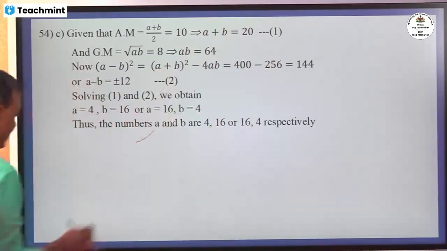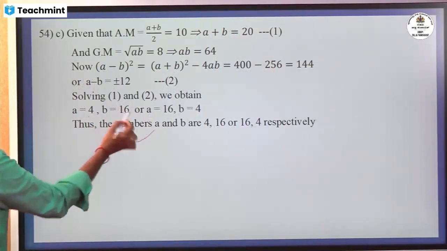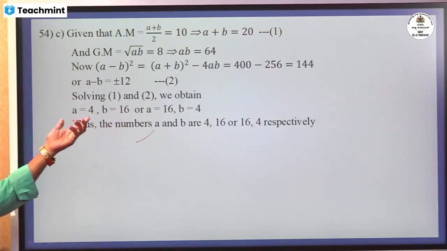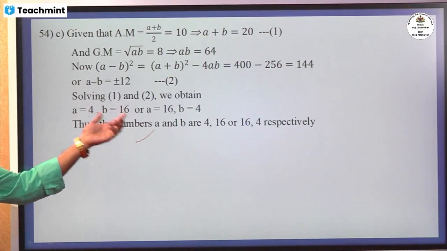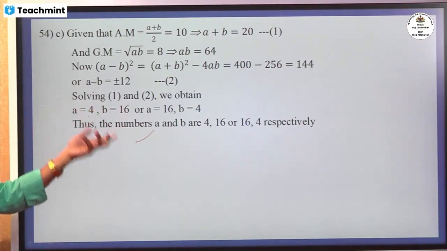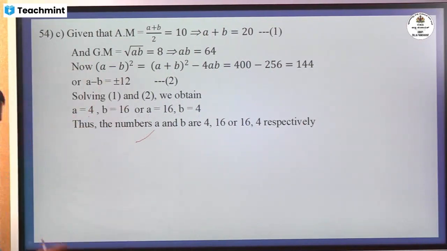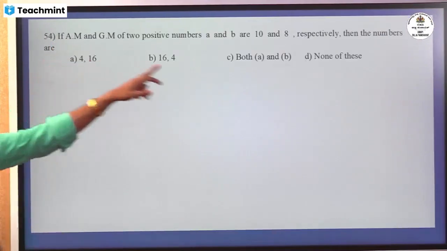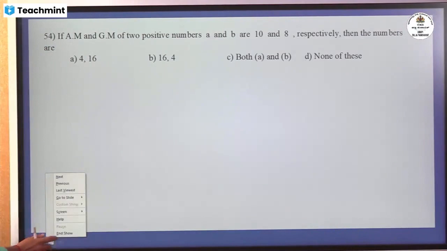So the numbers must be 4 and 16. Maybe A is 4 or B is 4. Correct? So it can be 4, 16 or 16, 4. So the answer is both A and B. Correct? So next question.